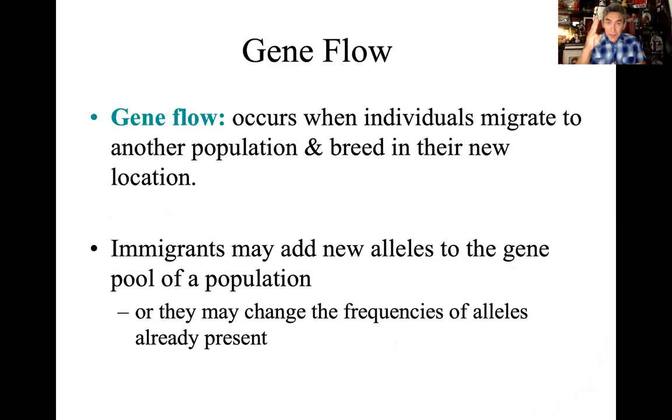Okay, so our third mechanism of evolution we call gene flow. Right? In order to understand gene flow, we have to have an understanding of the gene pool and different populations. So gene flow occurs when individuals migrate to another population and breed in that new location. So we say it's migration followed by reproduction.